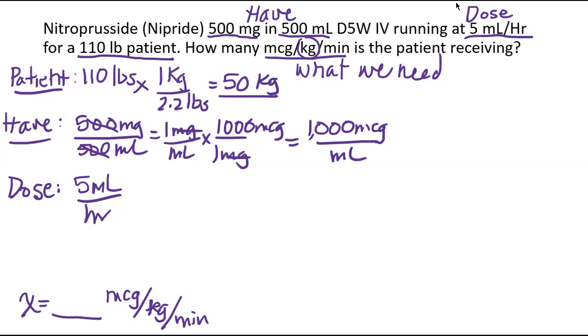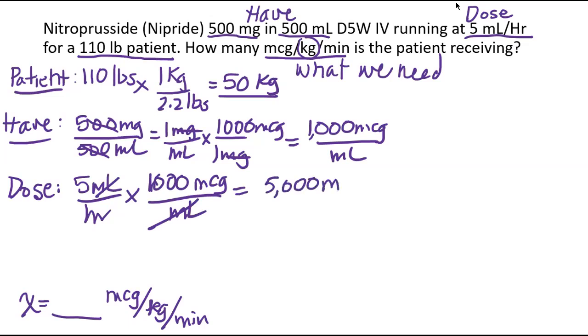Okay, so we know we have 5 mils per hour, so we're going to do what we have. We want to cancel out the milliliters, so we're going to put 1,000 micrograms per milliliter. So we cross that out, we cross that out, and the dosage here is actually 5,000 micrograms per hour.